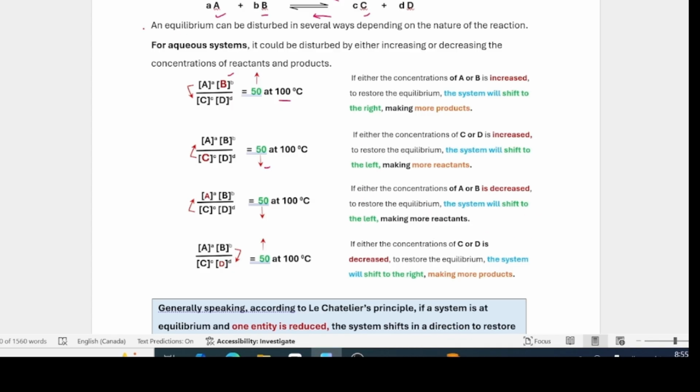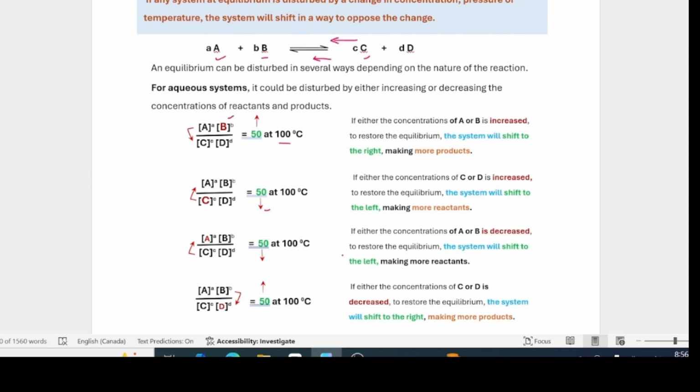The same thing is going to happen if you reduce the concentration of B. If either the concentration of A or B is decreased, to restore the equilibrium, the system will shift to the left, making more reactants.